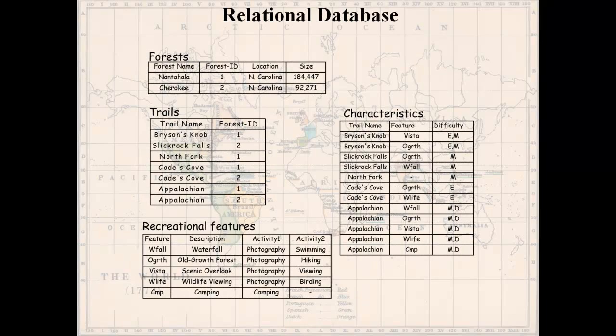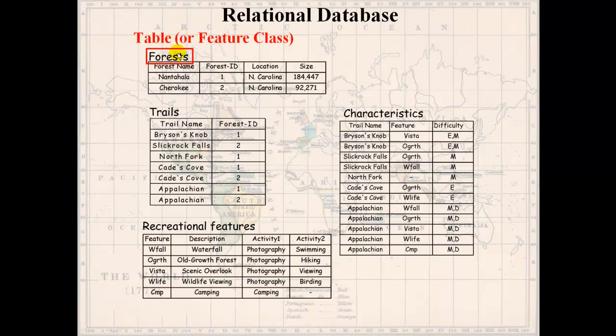Okay, so here we have a relational database that contains tables: forests, trails, recreational features, and characteristics. Now you can see where it would be redundant to store all the information about trails in the trails table, because I might have multiple trails that have waterfalls. I don't really need to be typing waterfall into this trails table everywhere it appears. And so it becomes a good management practice to split things into tables and relate them to each other.